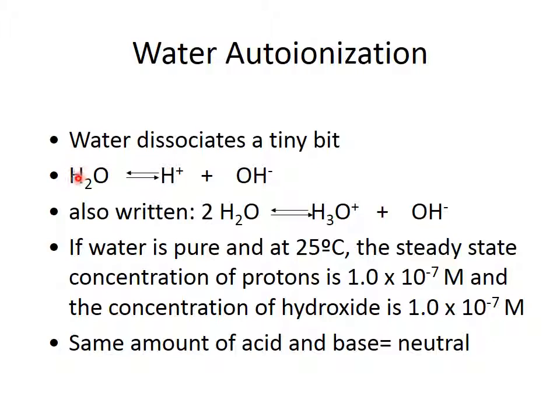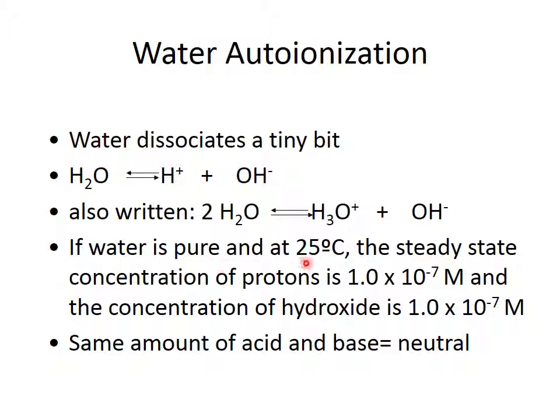Water dissociates a tiny bit in itself. So what happens is it breaks apart to a proton, which we know is not naked in water. It makes the hydronium ion. It attaches itself to another water molecule and makes a hydronium ion. But it makes a proton and hydroxide in solution.